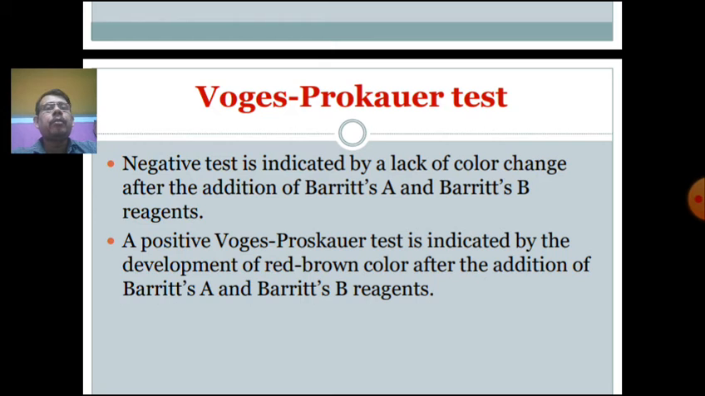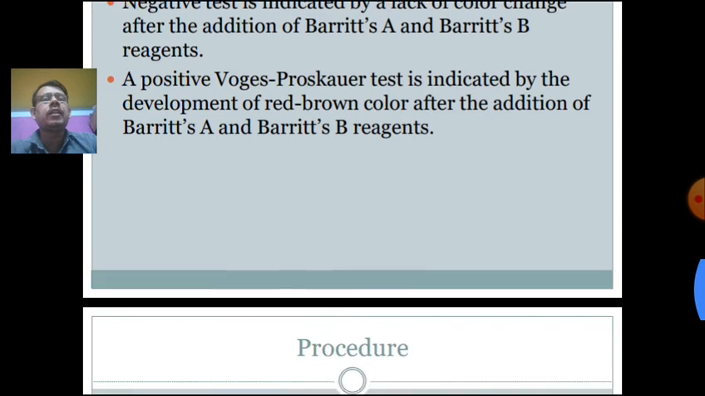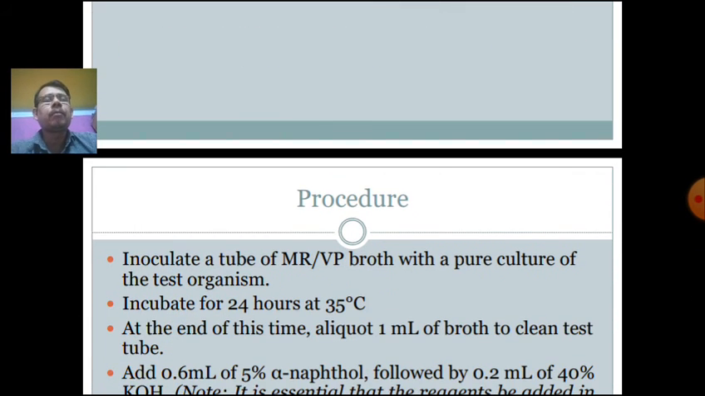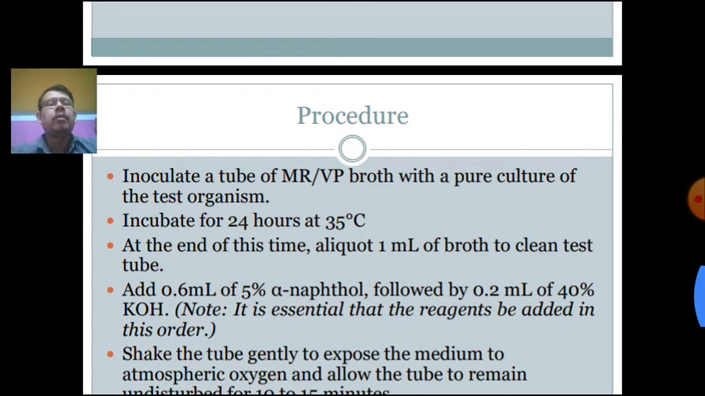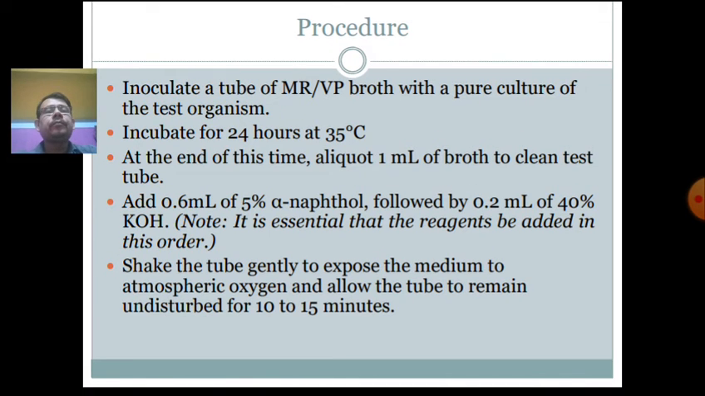Another is the Voges-Proskauer test. A negative test is indicated by the lack of color change after the addition of Barritt's A and Barritt's B reagent. A positive Voges-Proskauer test is indicated by the development of a red-brown color after the addition of Barritt's A and Barritt's B. The only difference is that the VP broth culture is used in the case of the Voges-Proskauer test, and the reagent is Barritt's A. And what is the procedure?